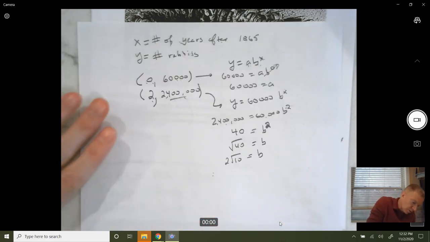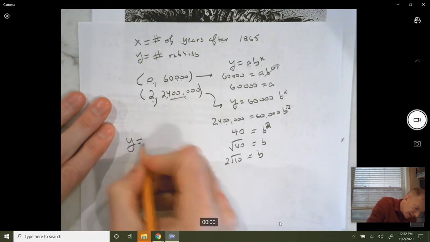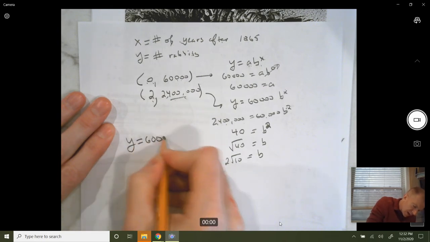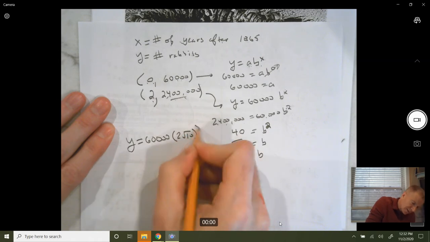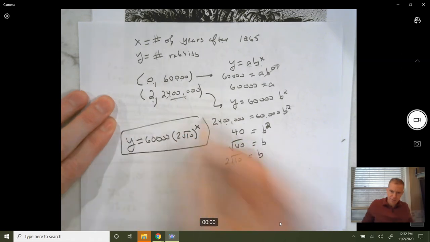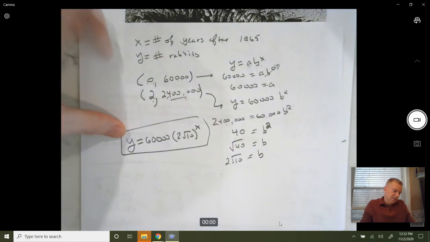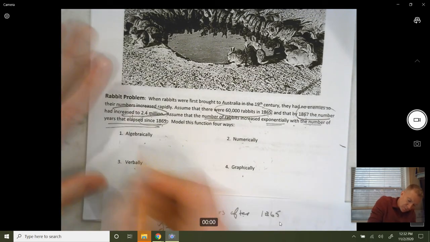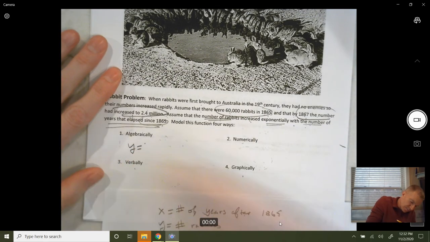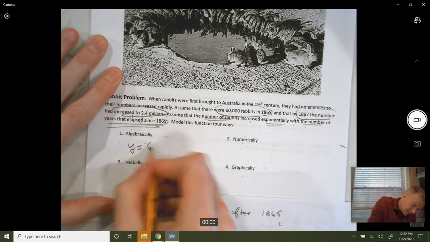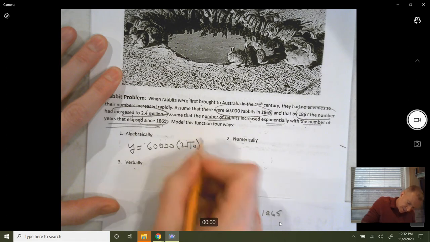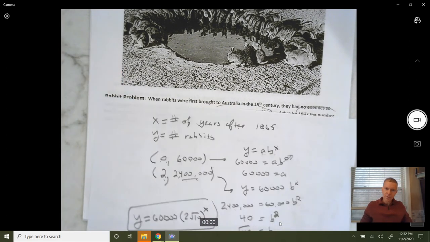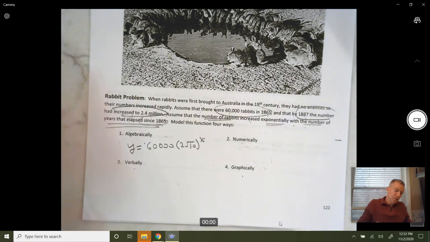Okay, now our equation is y equals a, 60,000 times 2 radical 10 to the x. Okay, so that's representing this algebraically. y equals 60,000 times 2 radical 10 to the x. Okay, now let's look at numerically.